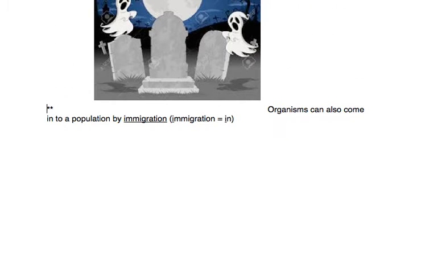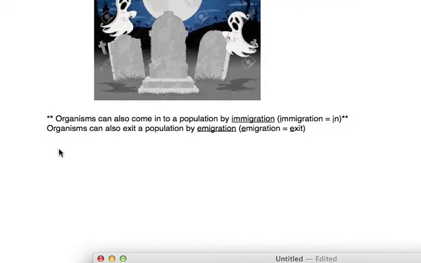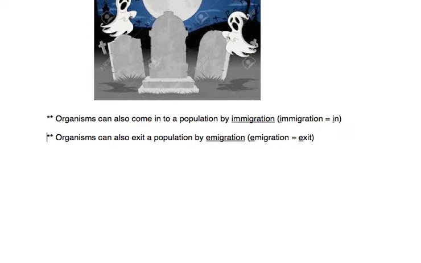And I've underlined here, immigration starts with an I, as does the word in. So immigration means that members are coming into a population. And organisms can exit a population by something called emigration. And I know it's terrible, they sound exactly alike. But the difference is that immigration starts with an I, as does the word in. Emigration starts with an E, as does the word exit. So hopefully that'll help you remember what those words mean.